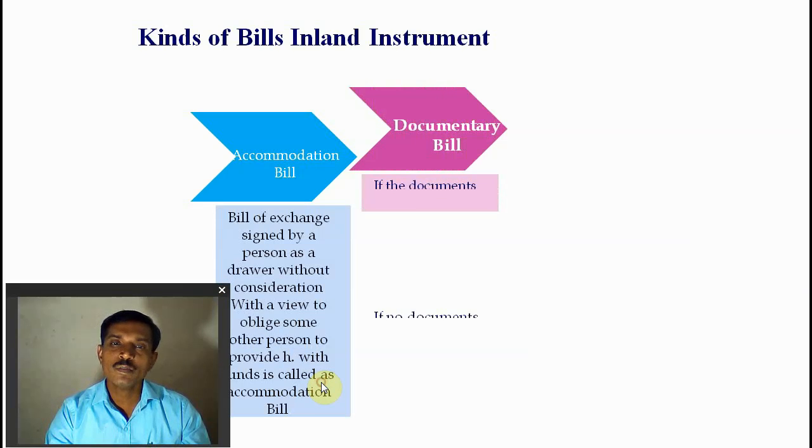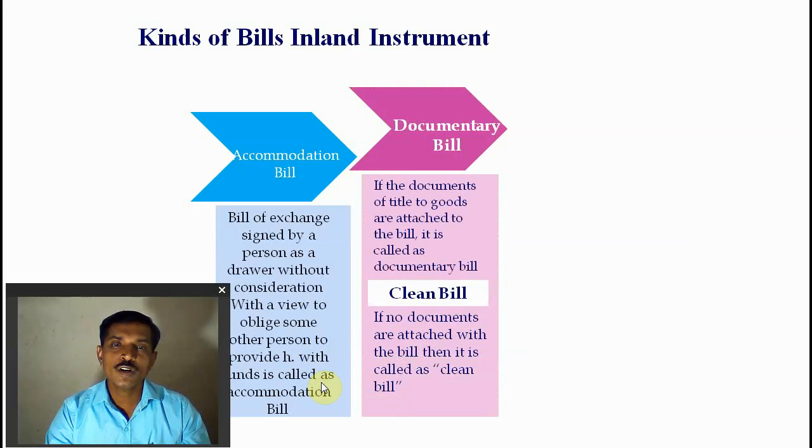The documentary bill: if the documents of title to goods are attached with the bill, it's called the documentary bill. And the clean bill: if the document of title is not attached, it is called the clean bill, and when the document is attached it's called the documentary bill.